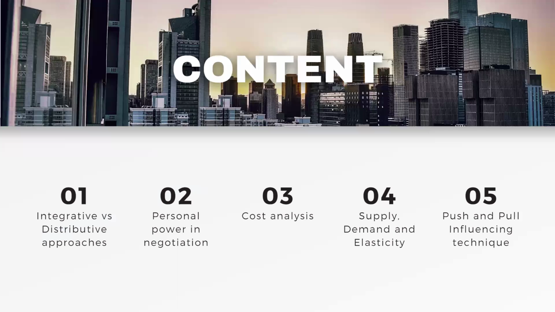And finally, we have a topic from chapter 3, that is push and pull influencing techniques, where you need to know different tactics and techniques to influence the opinion of the other party. So I would expect that this session would be quite extended. So we will have a short break after topic number 3 about cost analysis.